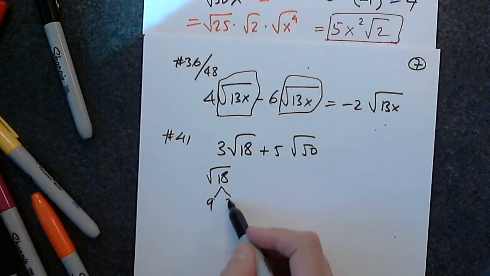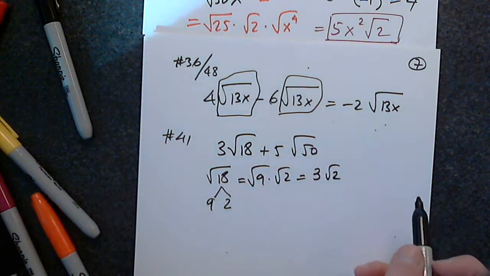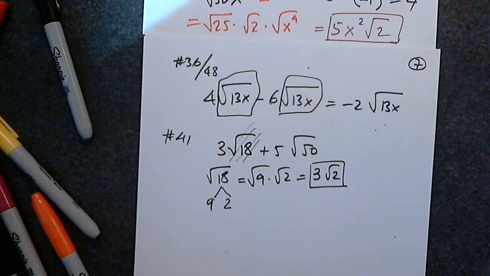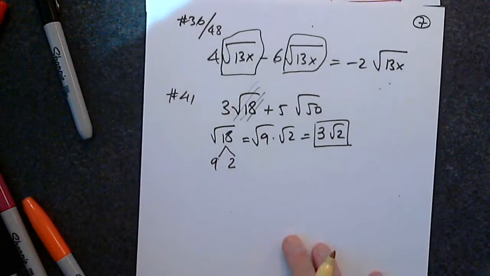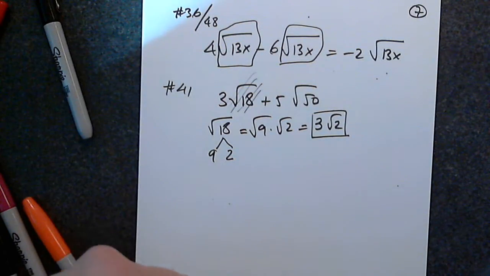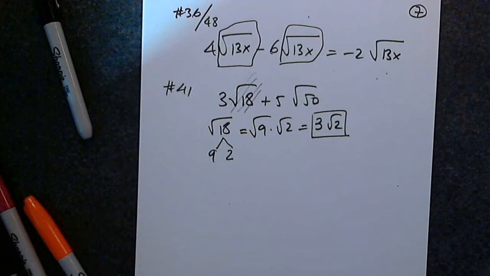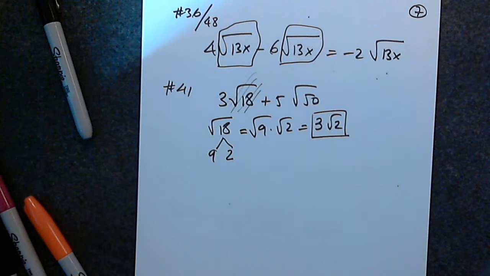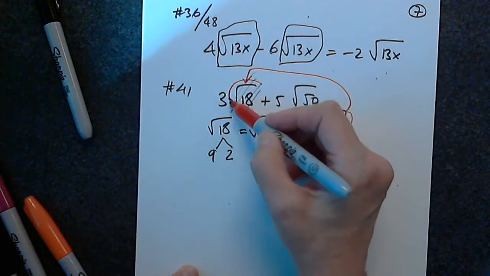So I see that this is 9 and 2. So I will rewrite the square root of 9 times the square root of 2, which becomes 3 the square root of 2. So this piece will be replaced by this. But now I have to do the same thing to 50. So the square root of 50 I meant. It will be replaced by 3 times the square root of 2. Because this will replace this.